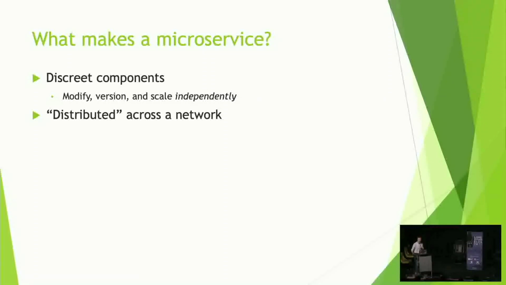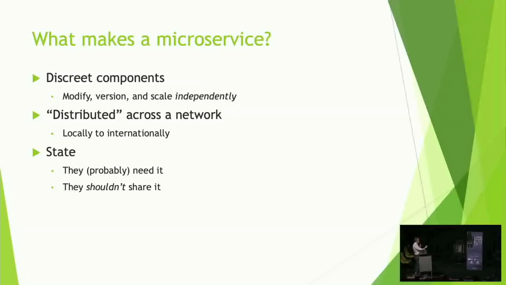They're distributed across a network, and that could be locally, right, on your desktop in Docker containers or in different terminal windows, but it could also be globally across any number of regions. And now we have state to worry about, and we'd like to be in a world where we deal with entirely stateless microservices, but the reality is that's not feasible. At some point, state can't be pushed any further to the edge, and you have to deal with it. But they should never share state.